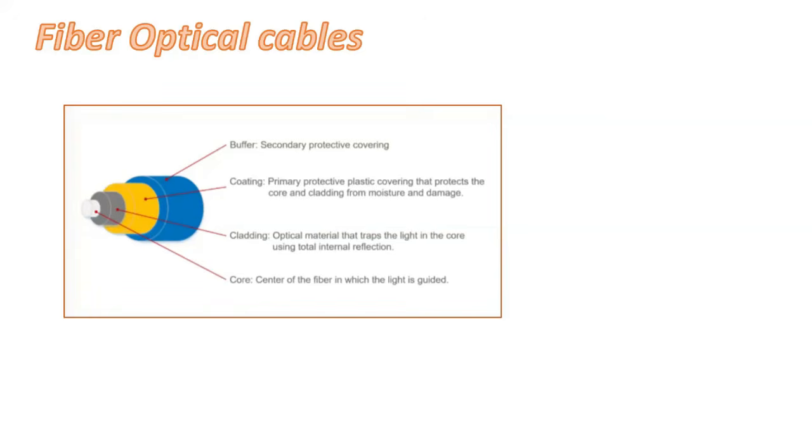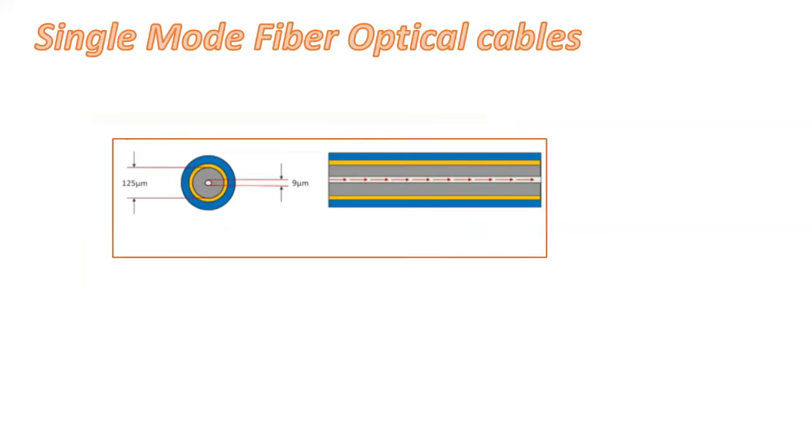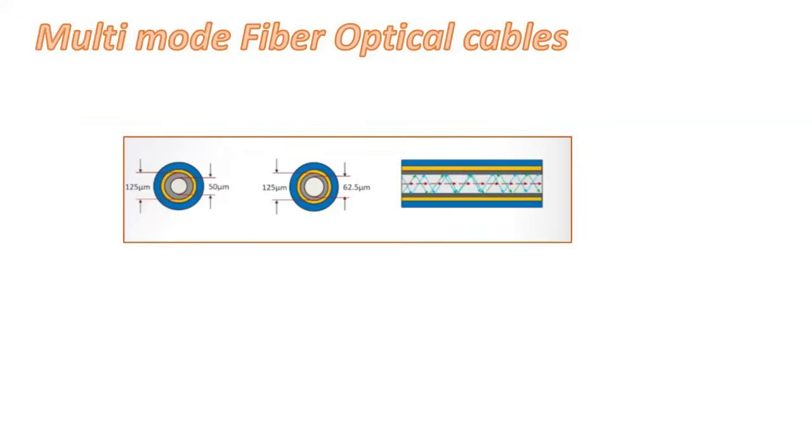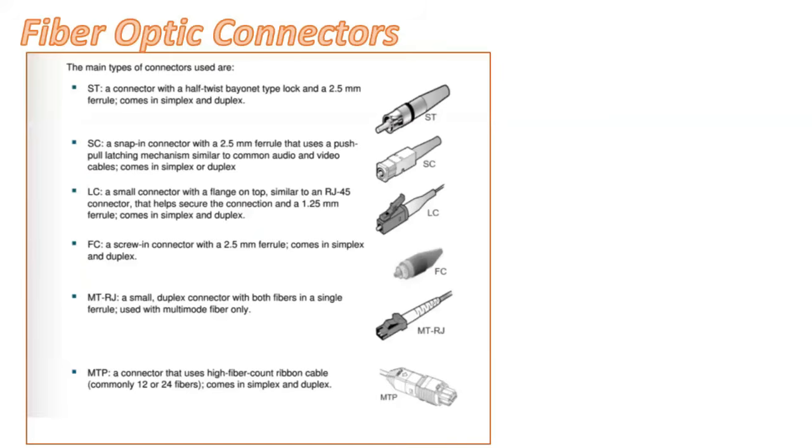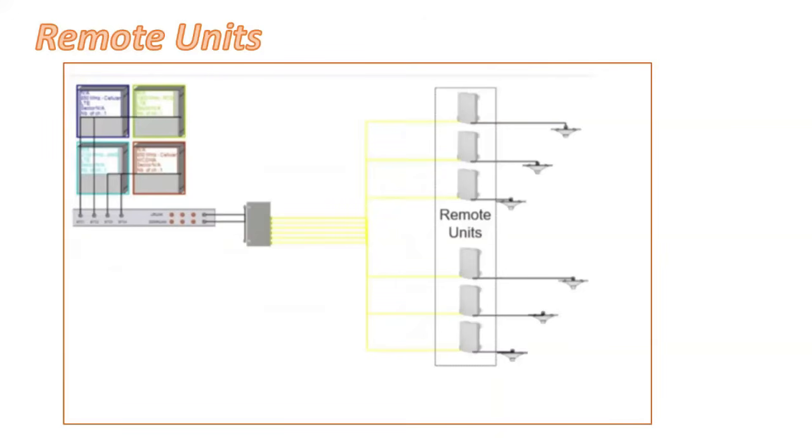This cladding and core part is very important. And then we have single mode fiber and the multi-mode fiber as well, right? And we have various connectors for this. It can be ST connection, SC connection, LC, FC, MT, and MT. Then we have remote units that convert optical signal to RF signal and add signal gain that can be adjusted and can be multi-band, right?